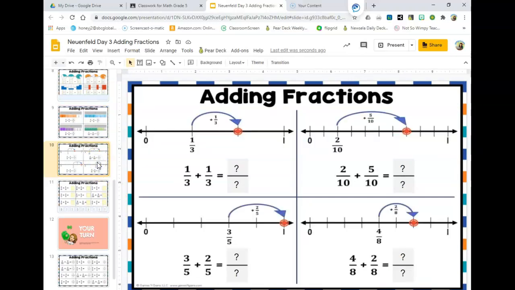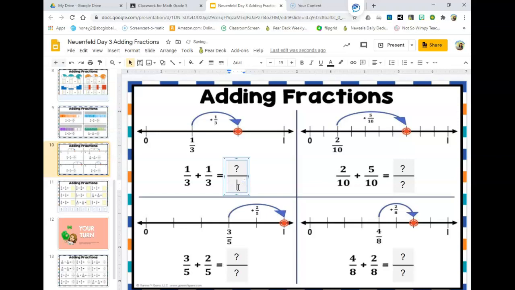1/3 plus 1/3 is the same thing as what? Remember, do not add your denominators. It is not 3 plus 3. Our denominator needs to stay the same. So this stays 3. Please pause this video and complete this page. When you're done, check back and I will work through the answers.